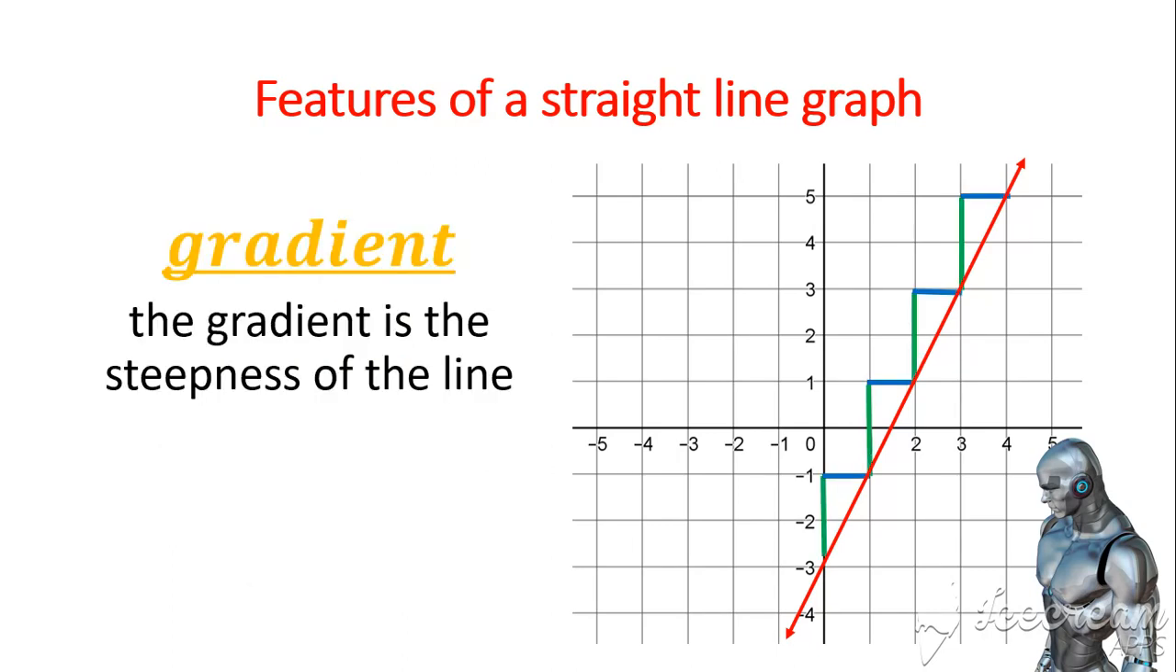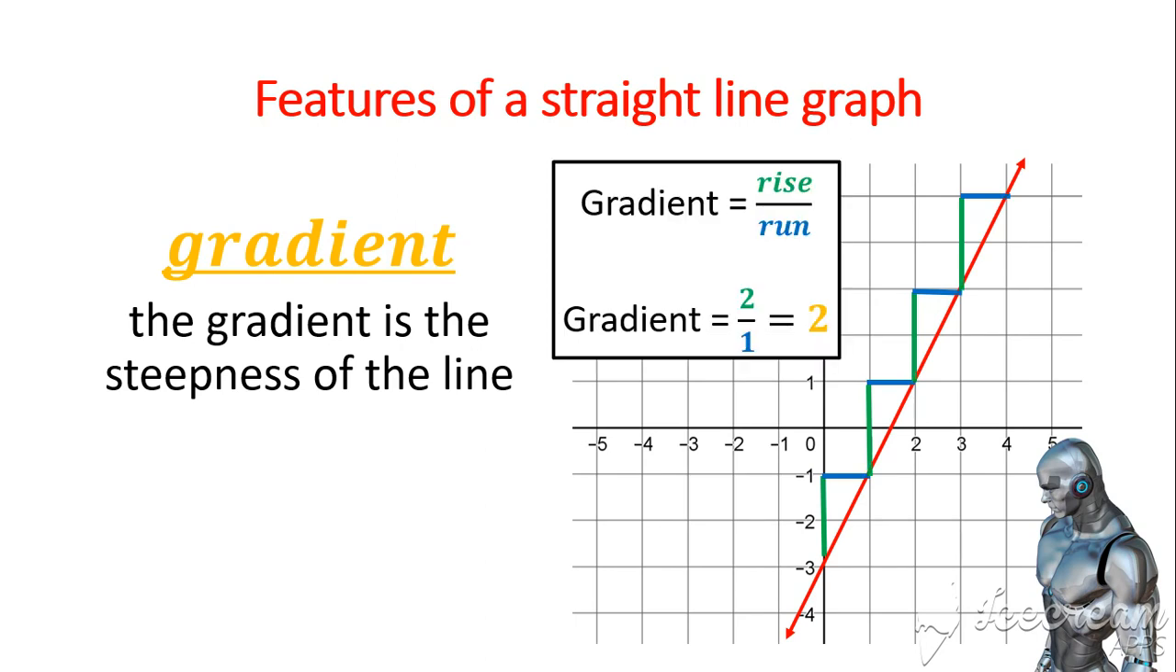The first, and we've already chatted about this before, is called the gradient. The gradient is the steepness of the line. Now in this example, we can see it's rising up 2 and running along 1, rising up 2, running along 1. So the gradient of this graph is 2 over 1. Now 2 over 1 is just 2. So this graph has a gradient of 2. And you probably have identified that from the formula. The formula is y equal to 2x minus 3 for this particular straight line graph, and you've probably spotted that the gradient was 2 straight away. So we can identify one of the features from the formula.